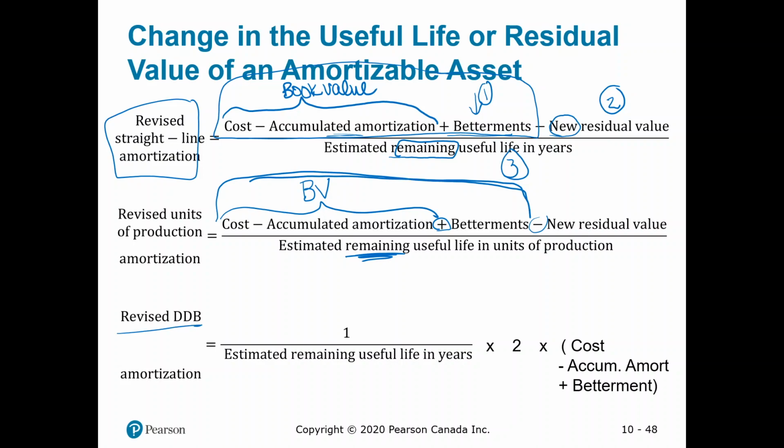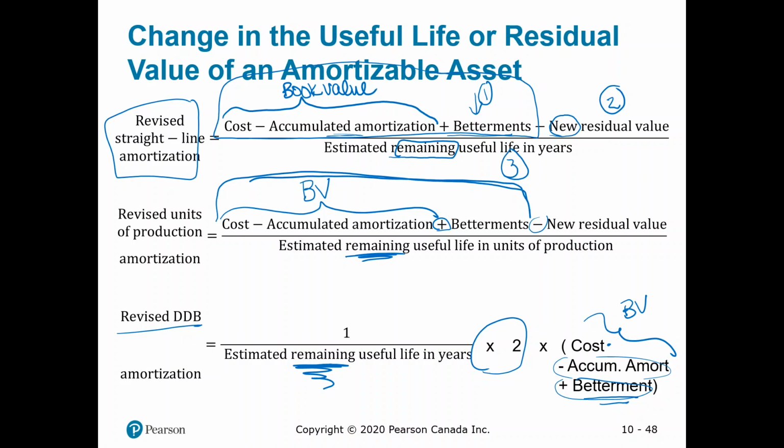Revise double declining: well, we take 1 divided by the estimated remaining useful life. That would give us our straight line rate. Then we times it by 2. And here, we're multiplying this by the carrying value, or the book value. If you had a betterment, you would need to add that because you would have booked that into your T account. So it's the original cost plus the betterment minus any accumulated amortization you've booked up to that point.